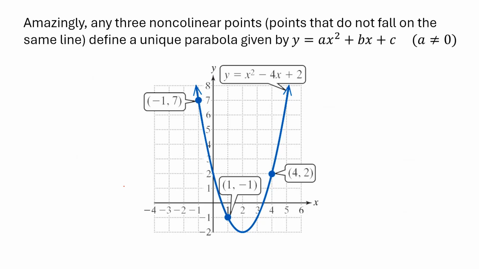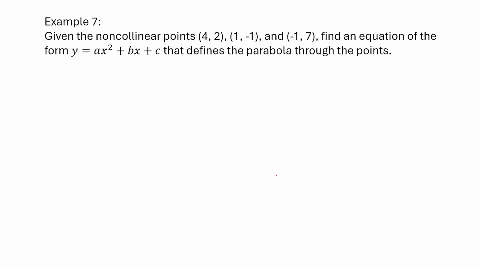Amazingly, it is true that any three non-collinear points, that is, any 3 points that do not fall on the same line, define a unique parabola. We're going to figure out how to find that specific unique parabola given 3 points. So given the non-collinear points (4, 2), (1, -1), and (-1, 7), find an equation of the form y equals ax squared plus bx plus c that defines the parabola through the points.